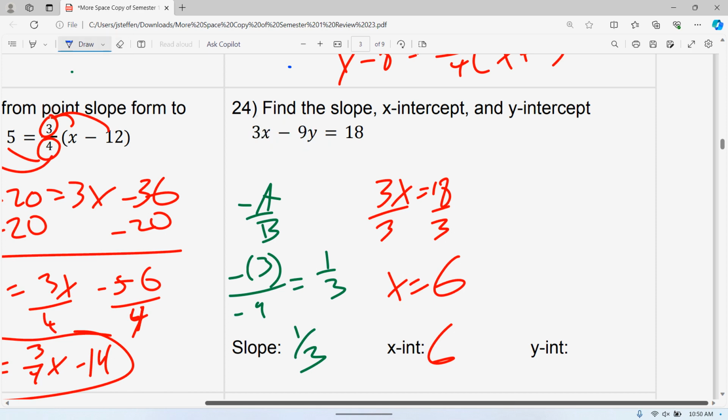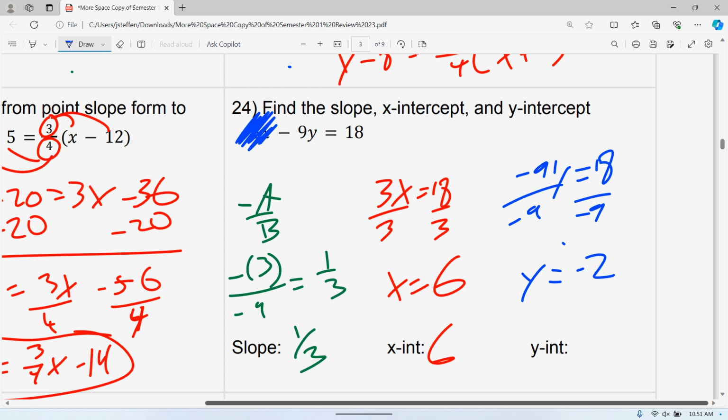Same thing. Cover up the x if we're finding the y-intercept. So negative 9y is equal to 18. Divide by negative 9. 18 divided by negative 9 is negative 2. So your y-intercept is negative 2.